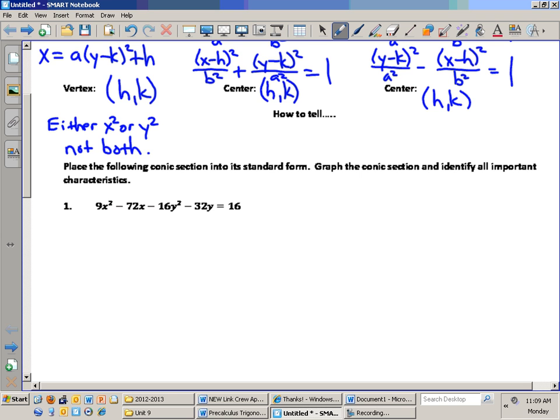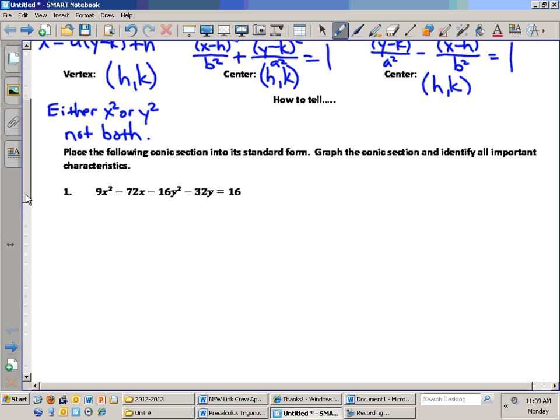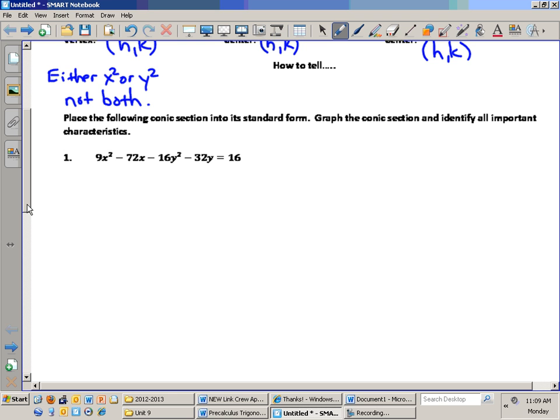So you can see as you look at this example here, as we look at the forms, you have a y, but then you end up with an x squared. You have an x, and you end up with a y squared, but you don't have both of them squared. So in this example here, do you have an x squared and a y squared? So it's definitely not a parabola.